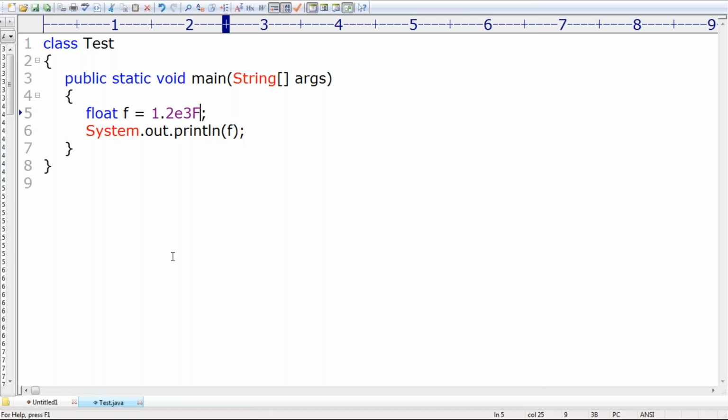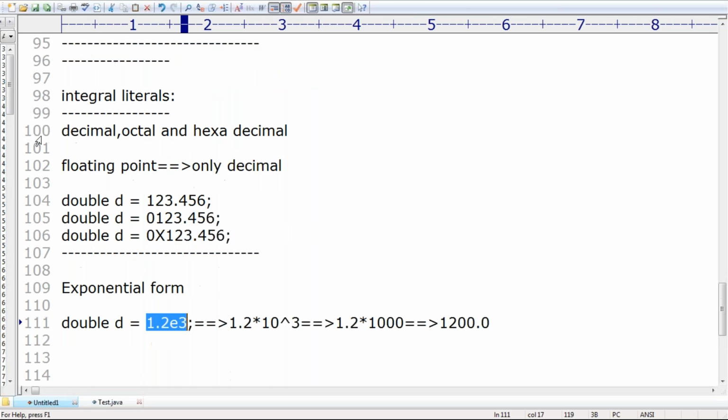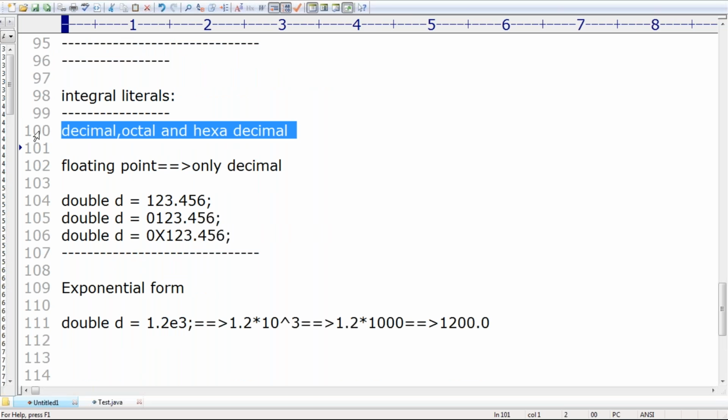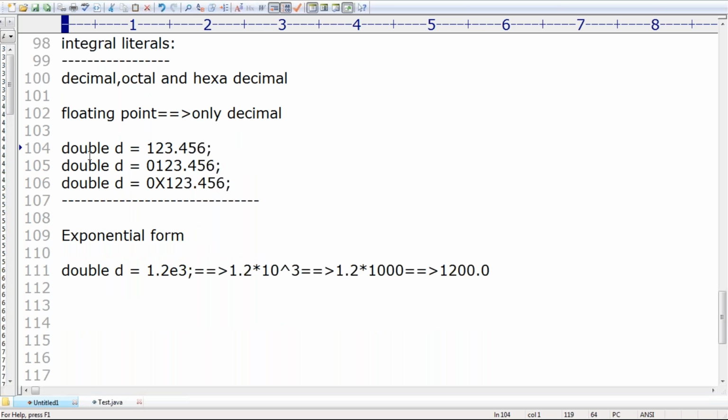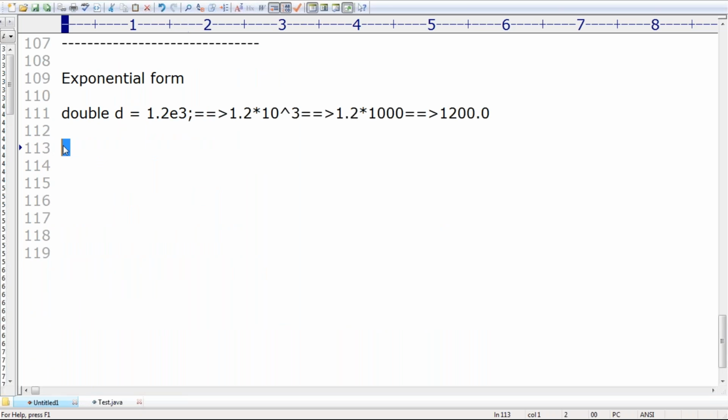Floating point literals we can also specify in exponential form, no problem at all. Remember that. Clear? So for integral literals there are almost three ways, but for floating point literals there is only decimal form. Next, there is one special form, exponential form also. That's all. These are the things you should be aware of.